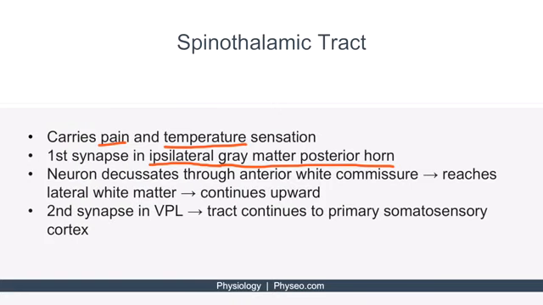The neuron then decussates through the anterior white commissure until it reaches the lateral white matter on the contralateral side, and then it continues upward from there. And then it goes straight through the medulla until finally it reaches the thalamus, and the second synapse occurs on the VPL, just like in the dorsal column, and then the tract continues to the primary somatosensory cortex, just like in the dorsal column. So let's draw this out.